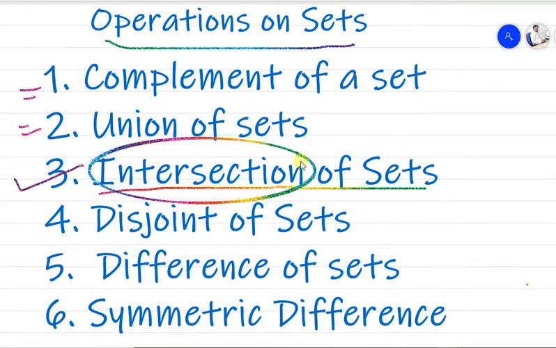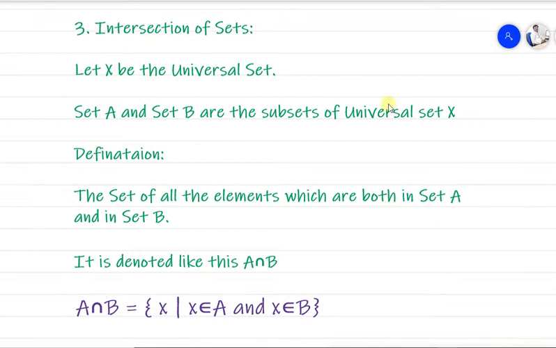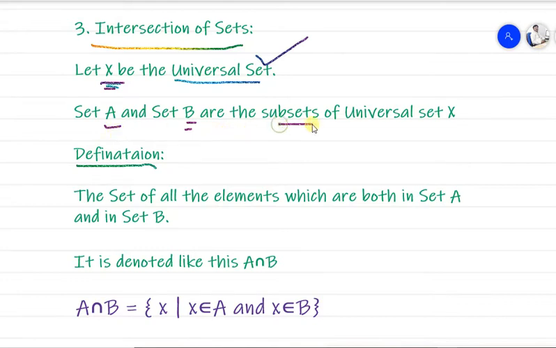So this is the intersection of sets, right? So we are going to see the definition of intersection of sets. Before that, we'll assume something. Here we have X set, and that set is the universal set. I already discussed the universal set concept. So we are assuming that X is a universal set, and again we have two sets A and B. These are the two sets which are subsets of the universal set. This is what we assume.